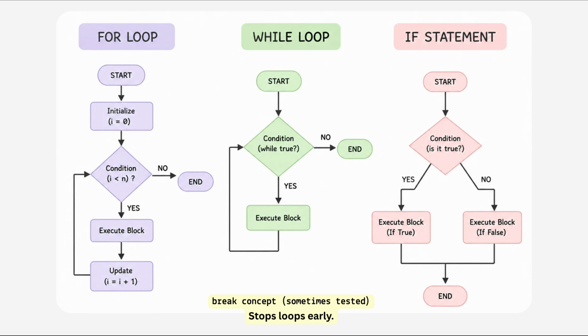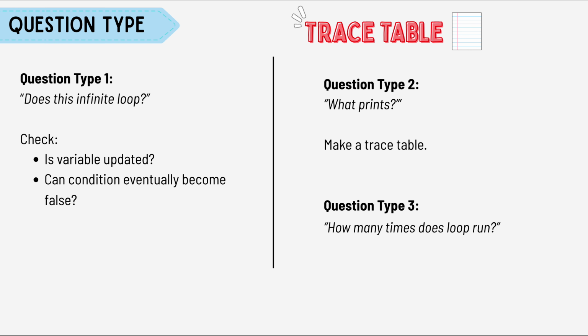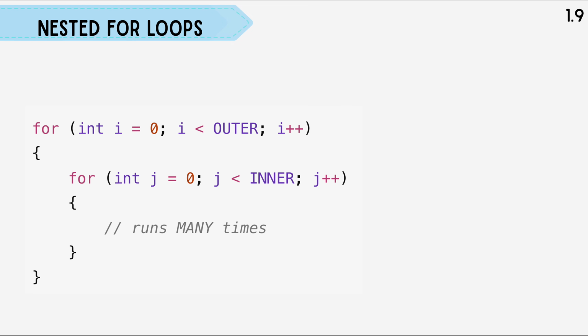Here is a small graph of the 3 types of loops that are going to be tested on the CSA. Make sure for any question type you understand: does this loop infinitely? That means there is no change in a certain variable. Is it updating? Make a trace table and things like that.